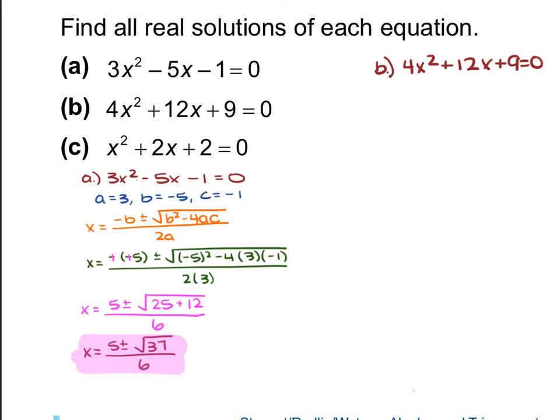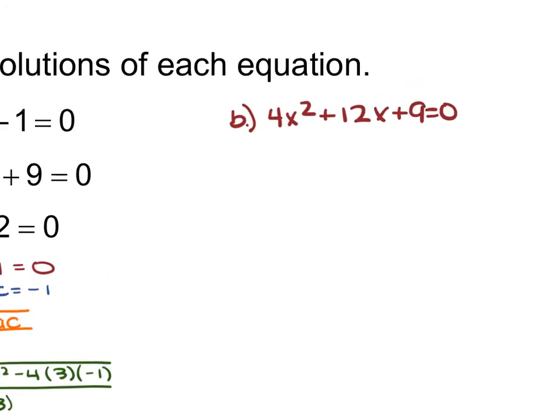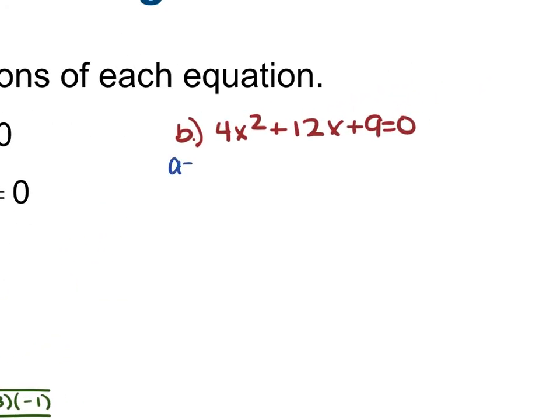For b, we have 4x squared plus 12x plus 9 is equal to 0. So again, our equation is equal to 0. We can identify our a, our b, and our c. So our a is 4, our b is 12, and our c is 9. Plug this into your quadratic formula.